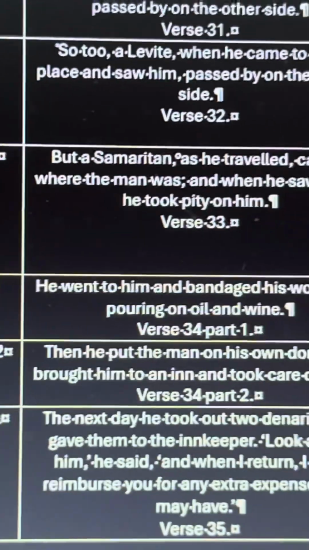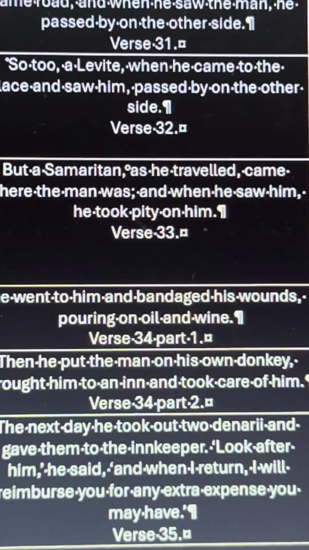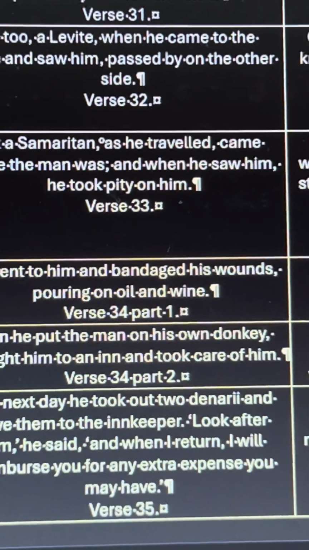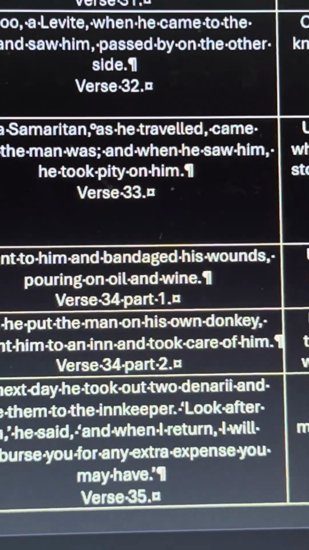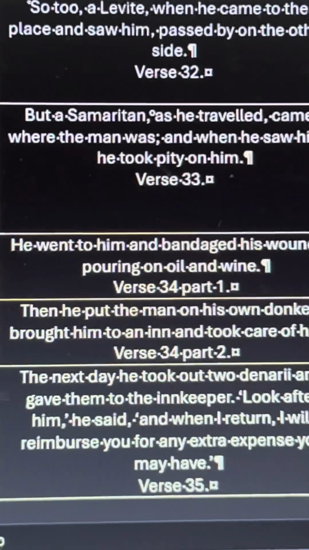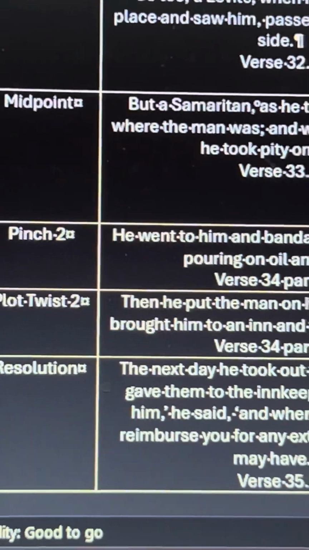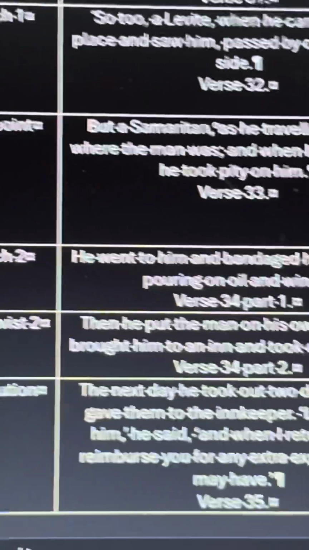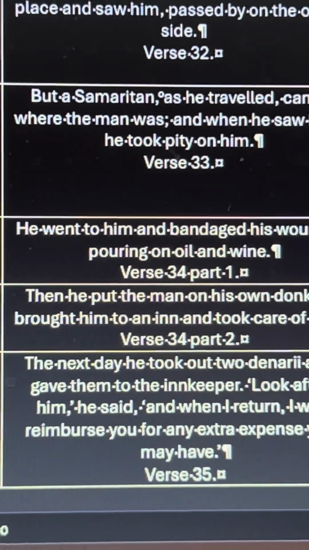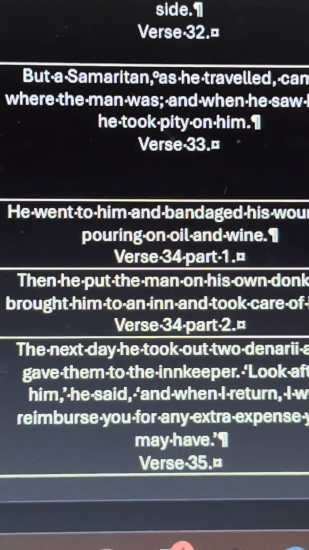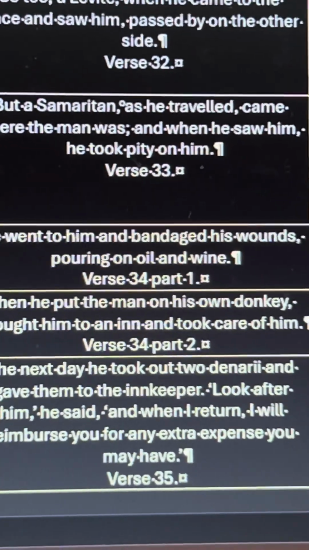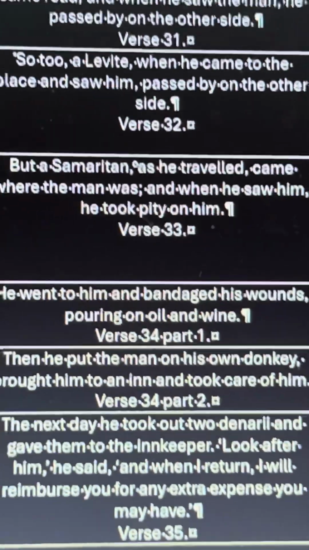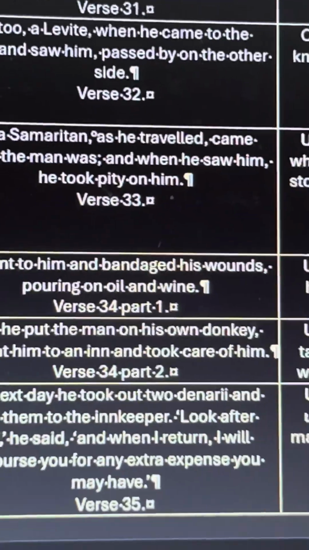Pinch 1. He went to him and bandaged his wounds, pouring oil and wine. Verse 34, part 1. So the pinch here is the little extra kick. Not only did he take pity on him, but he bandaged his wounds. He used oil and wine to clean him up and bandage his wounds and help him.